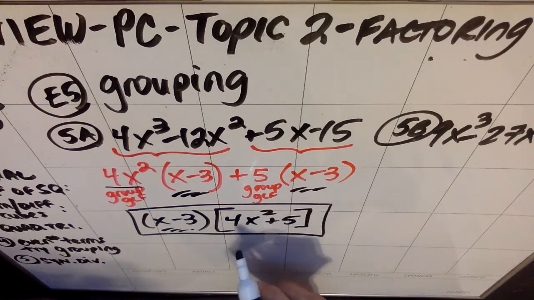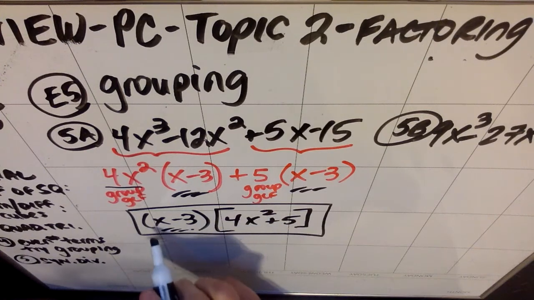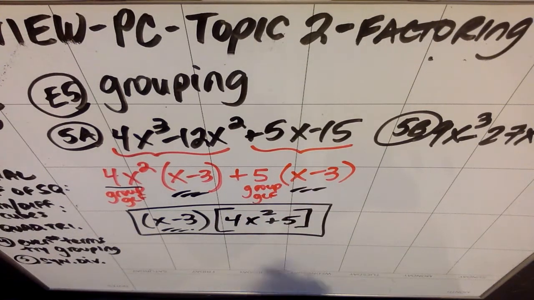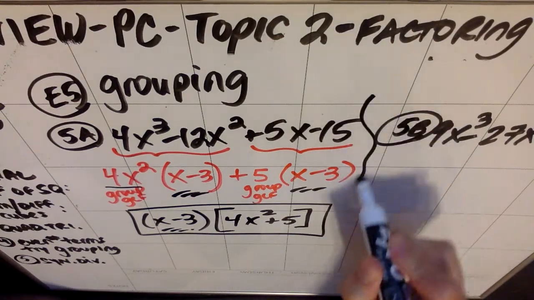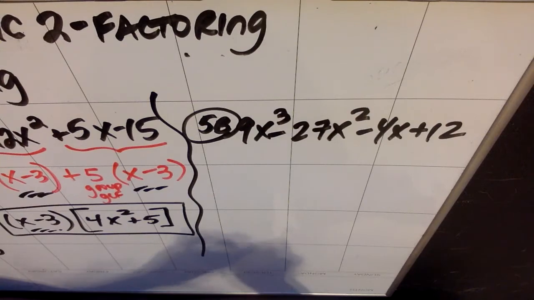Anyway, so 4x squared plus 5 is a sum of squares. That's prime. It doesn't factor. And x minus 3 is also not anything squared or cubed. It does not factor. So that's my final answer. Now, when we go to look at 5b, we're going to do the same thing, but this one is going to factor a little bit further.